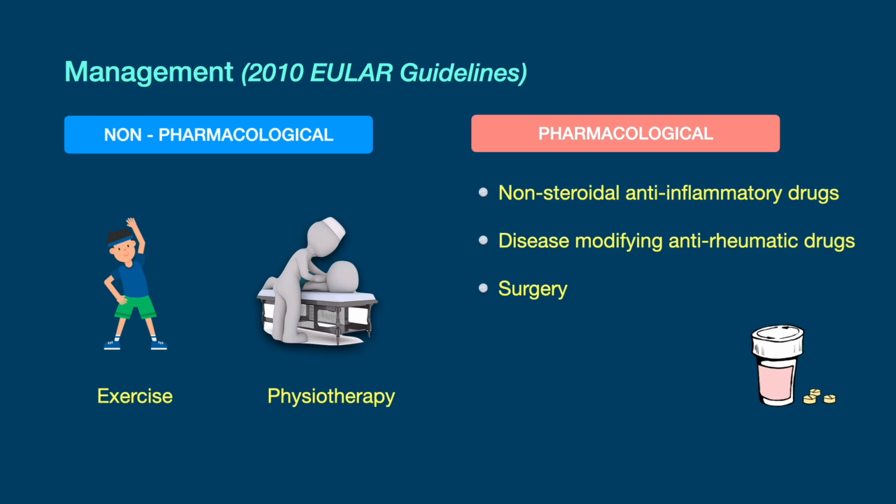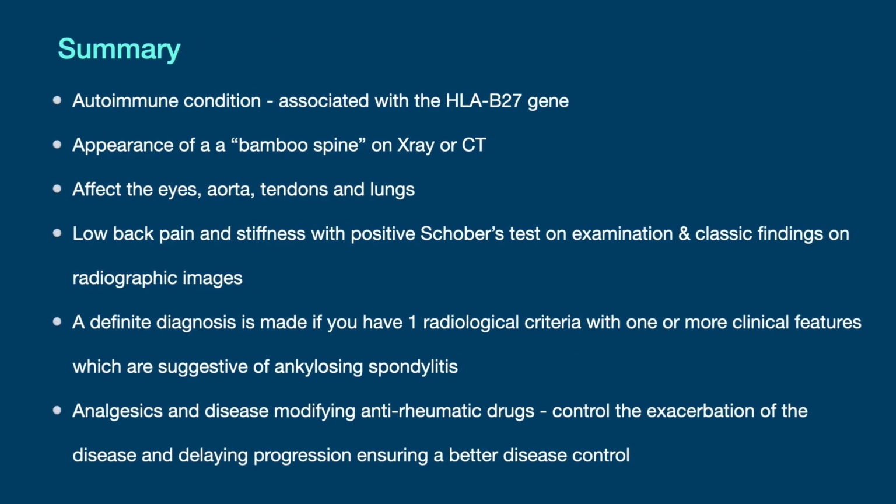Let's summarize. Ankylosing spondylitis is an autoimmune condition associated with the HLA-B27 gene, which attacks vertebral joints, destroying and further leading to ossification. This gives an appearance of a bamboo spine on X-ray or CT scan. It can also affect the eyes, aorta, tendons, and the lungs. Affected individuals typically complain of low back pain and stiffness with positive Schober's test on examination and classic findings on radiographic imaging. A definite diagnosis is made if you have one radiological criterion with one or more clinical features which are suggestive of ankylosing spondylitis.